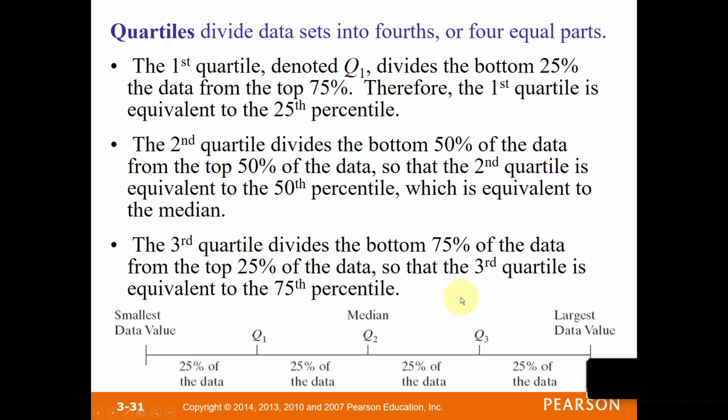You'll never be asked to compute quartiles by hand, but you will be asked to conceptually understand them, and you will be responsible for the names, first quartile, third quartile, etc., and you will be responsible for the symbols.